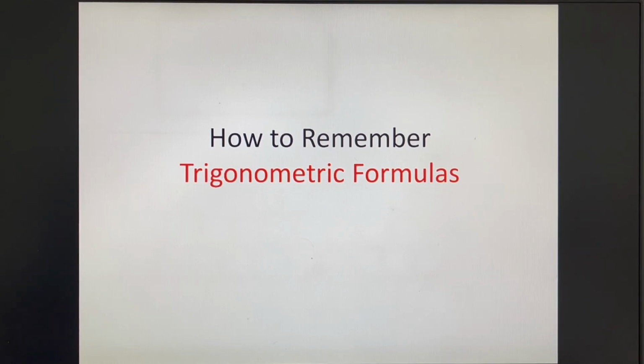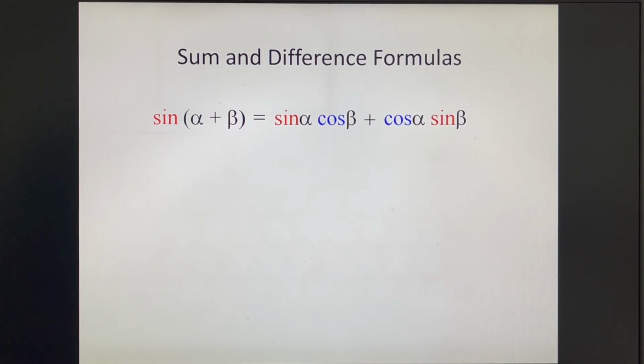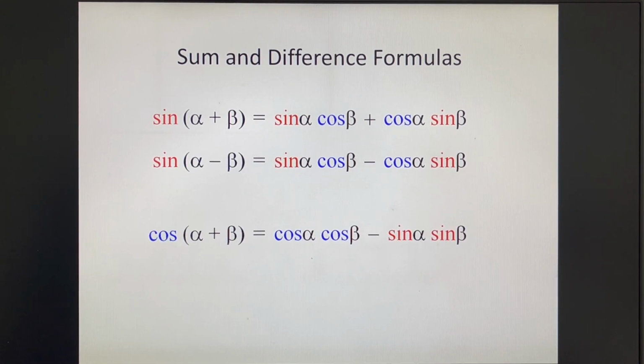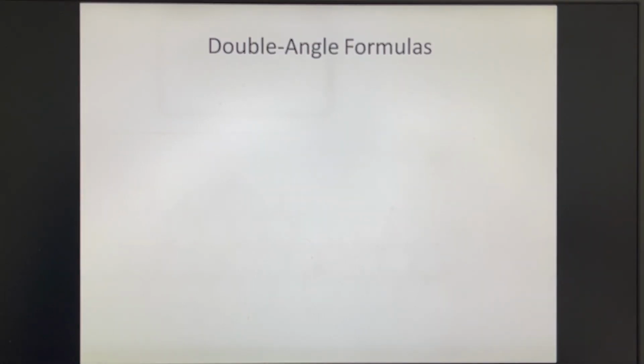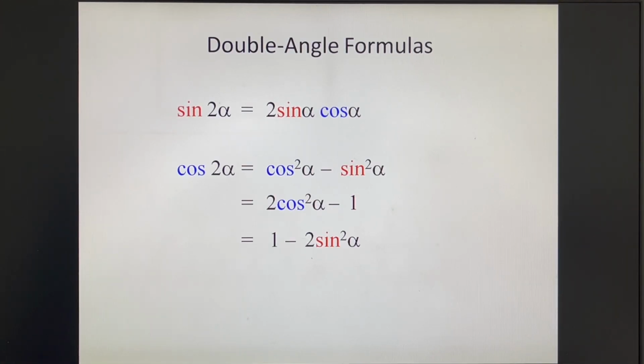How to remember trigonometric formulas. There's a lot of formulas in trigonometry, such as sum and difference formulas: sine alpha plus beta, sine alpha minus beta, cosine alpha plus beta, cosine alpha minus beta. Double angle formulas: sine 2 alpha, cosine 2 alpha, tangent 2 alpha.